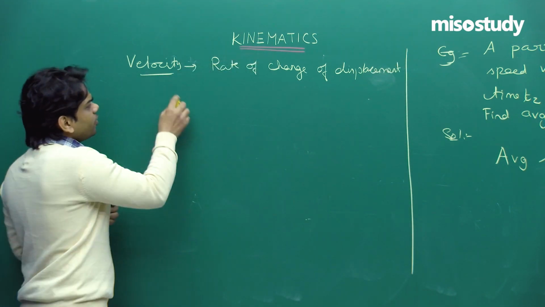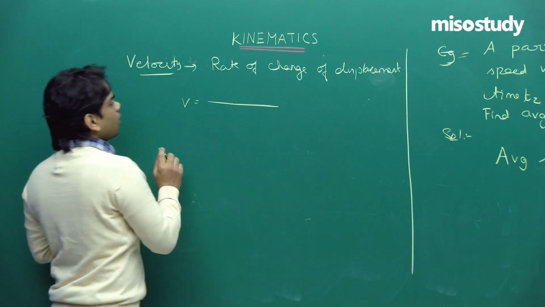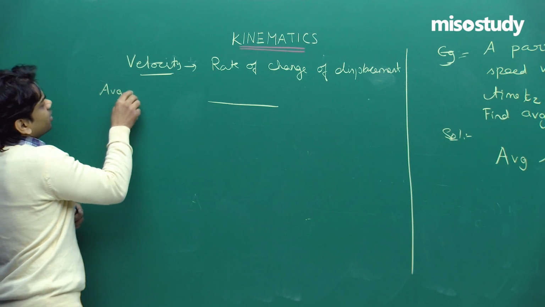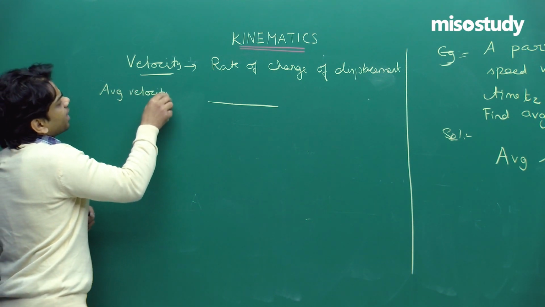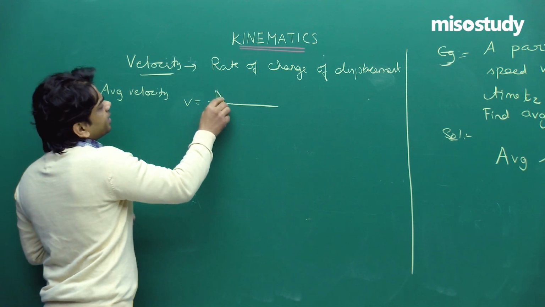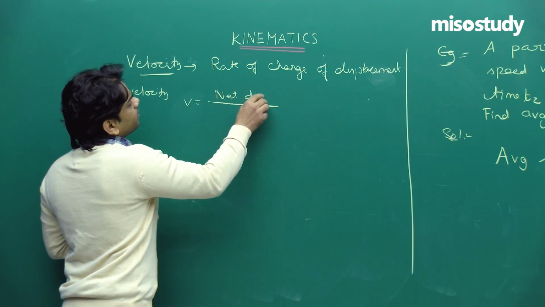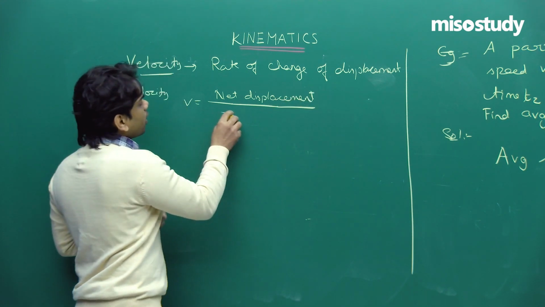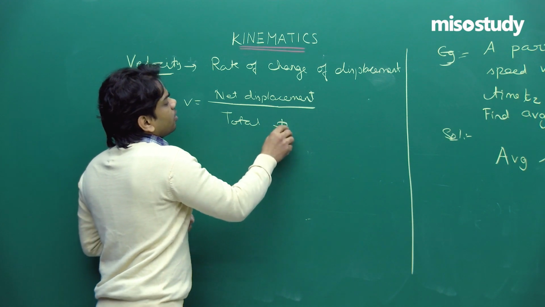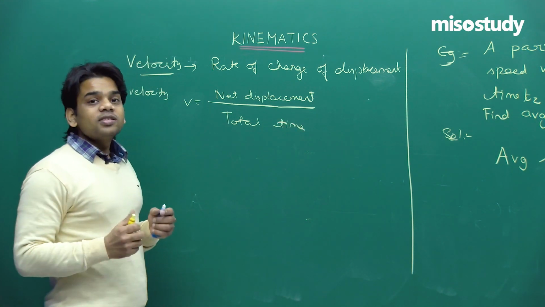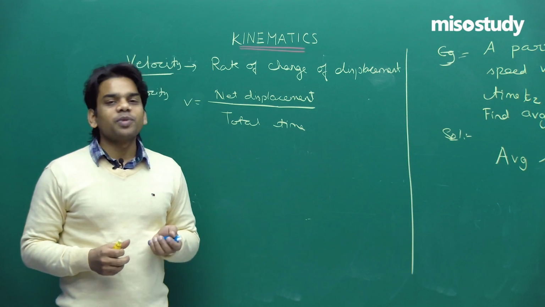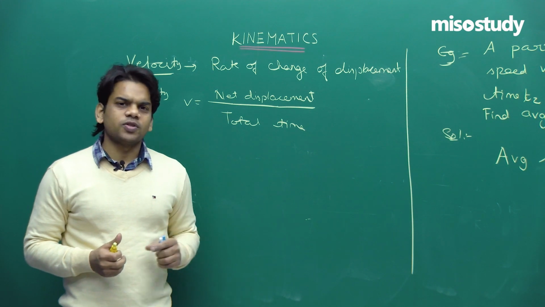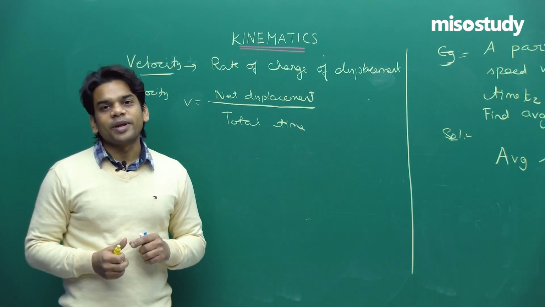See how we can write it. I will start with average velocity. Average velocity can be written as V equals net displacement upon total time taken. This is the average velocity: net displacement upon total time taken. Now velocity has direction, because we are talking about displacement, so velocity will also have a direction. The direction of average velocity will be the direction of total displacement.